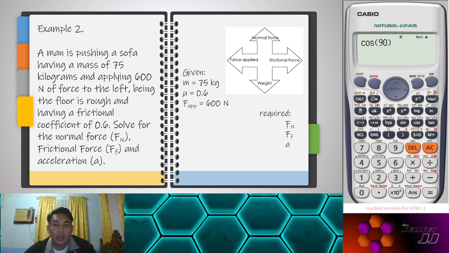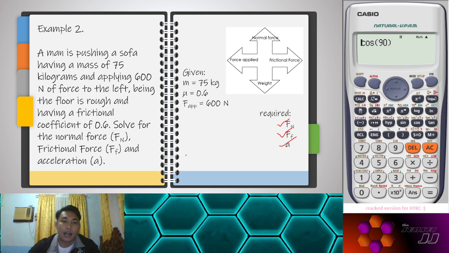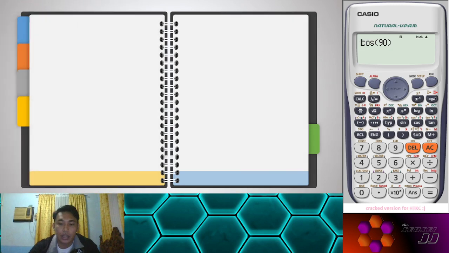So we have the required forces, normal force, frictional force, and we have acceleration. So how are we going to do that? So a man is pushing a sofa having a mass of 75 kilograms and applying 600 newtons of force to the left. Being the floor is rough and having a frictional coefficient of 0.6, solve for the normal force, frictional force, and the acceleration. So we will not be doing any timer.